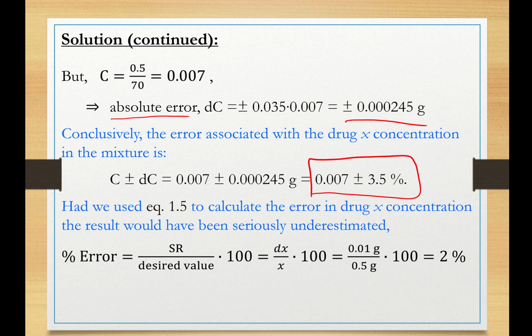If you have used equation 1.5 to calculate the error associated with drug X in the mixture, you would end up with a 2% error, which is severely underestimated.